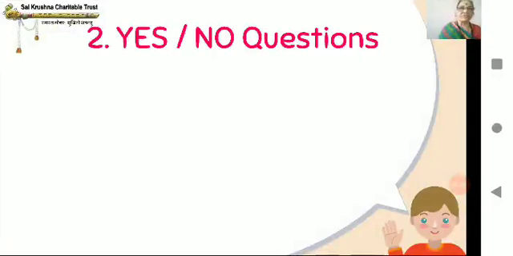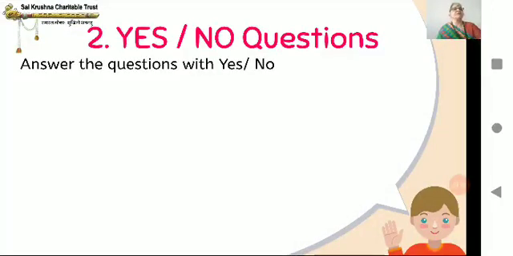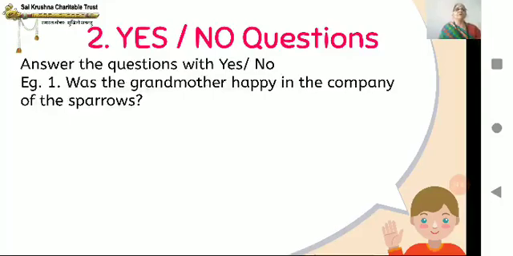Yes or no questions. So you have understood the WH questions. Now yes or no questions. Answer the questions with yes or no. This is from the text. Was the grandmother happy in the company of the sparrows? Yes. Very good. So you will write the answer yes, comma, she was. You don't have to write the name of the person. Yes, she was. Whether it's male or female, only that you have to see.